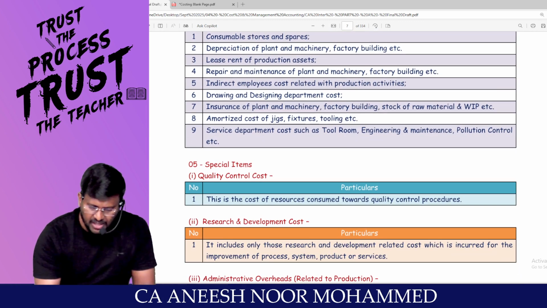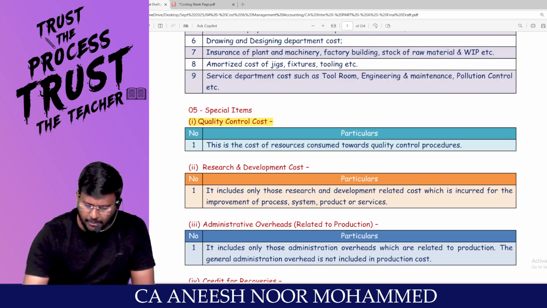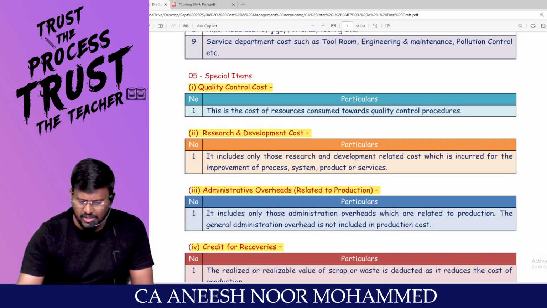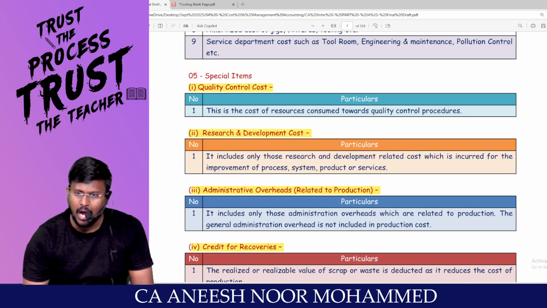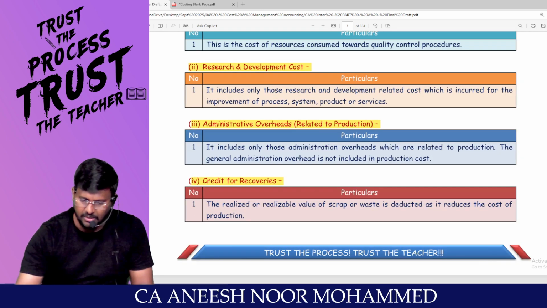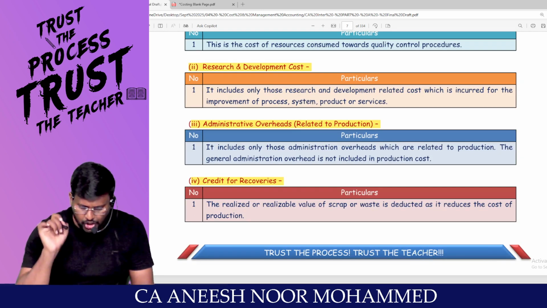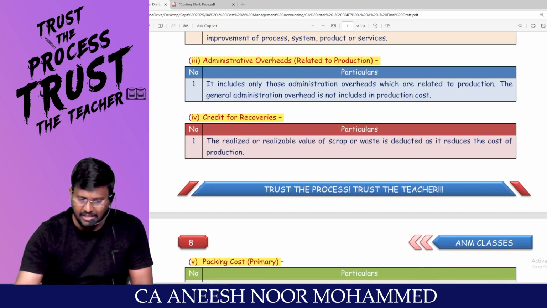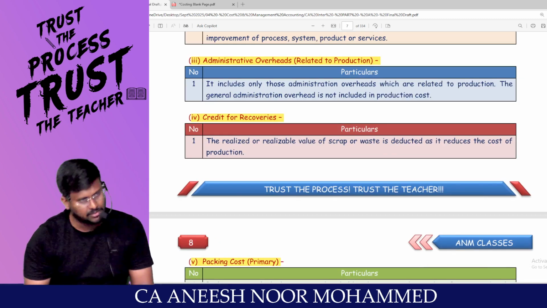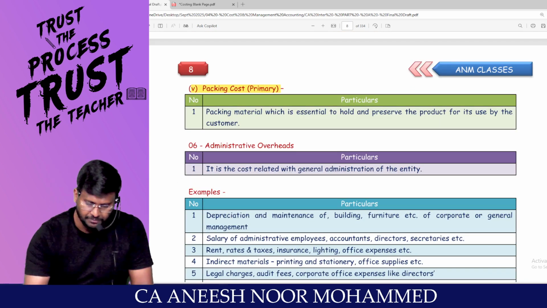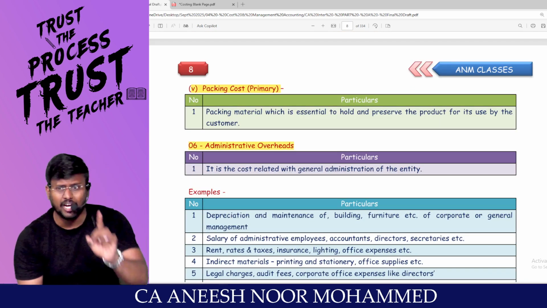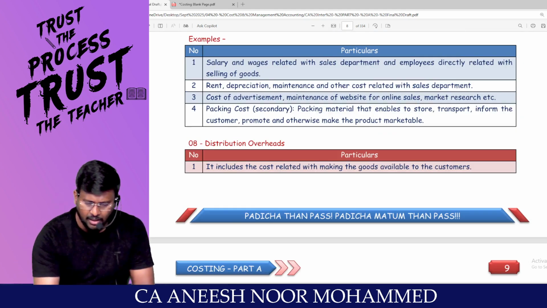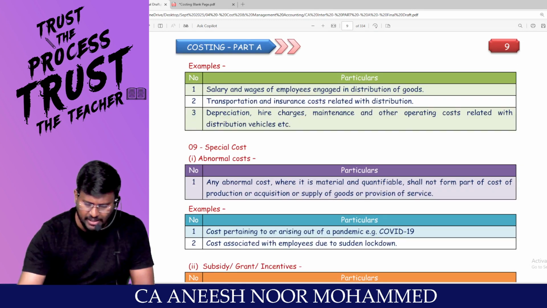Sir, we will be having special items like QRAP minus scrap, right, sir? What does Q stand for? Quality control. R, research and development. Sir, A, administration overhead related to production. Sir, P stands for primary packing. And, sir, minus scrap. And you will be having general administration overhead. Am I right, sir? You will be having selling overhead, right, sir? You will be having distribution overhead, right, sir?